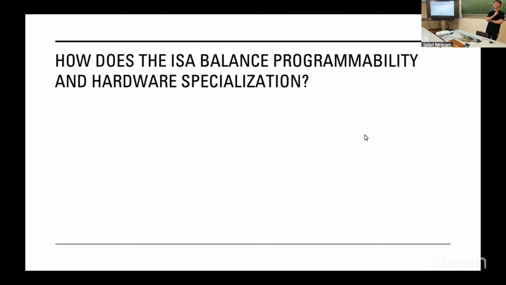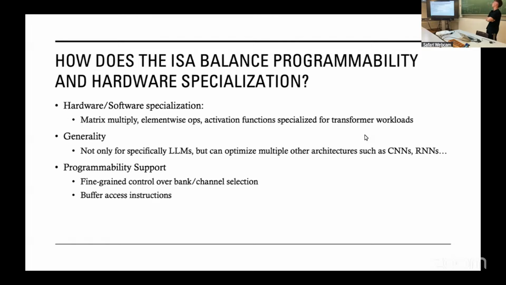For example, the PNM units had explicit exponents and all these kinds of operations for transformer tasks. And another question, could we also use this architecture for other models or other programs? Maybe I said it already, but yes, we could theoretically. And the third benefit would have been programmability support, because we have fine-grained control over the ISA.